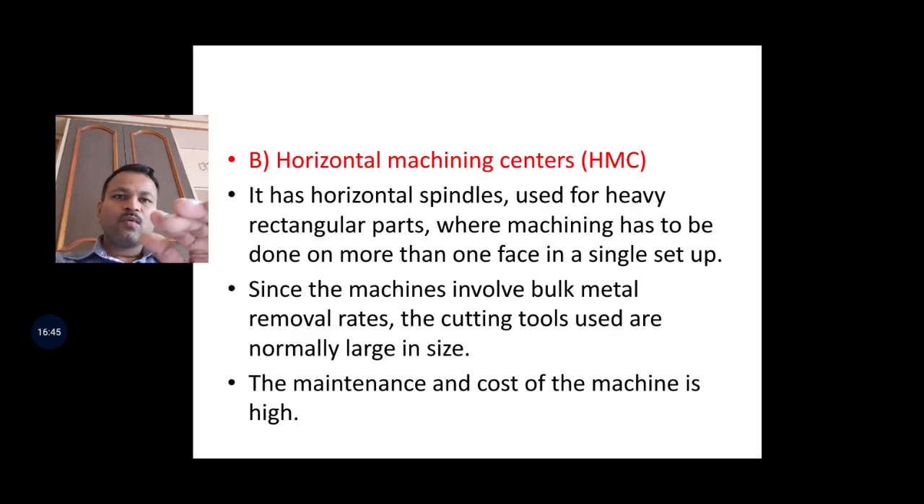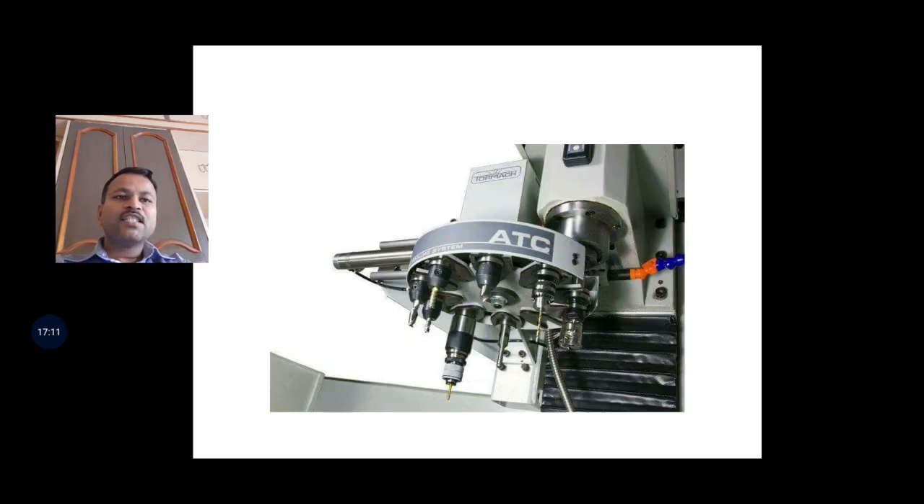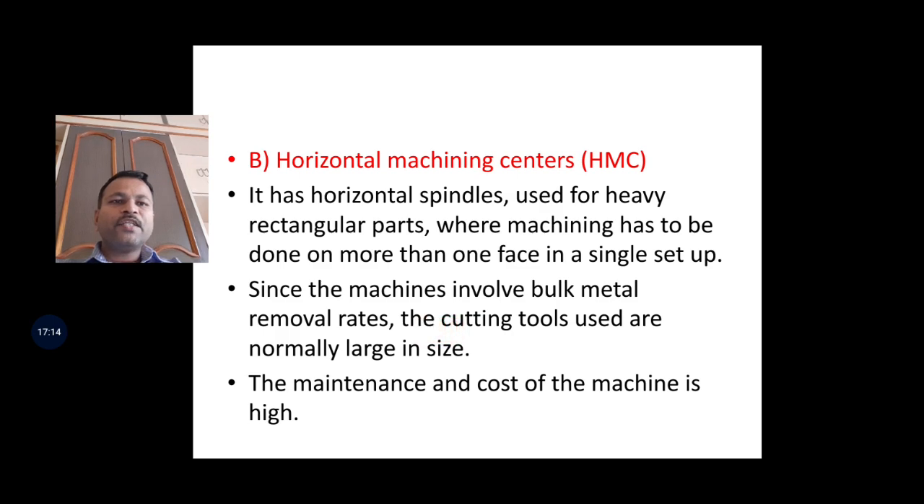In a vertical machining center, you can do machining operations at a time only on the first, top face. But if you want to do operations on more than one face, you can use the horizontal machining center, because the rectangular piece has six faces. If you want to do machining on four faces or five faces, top, sides, all the operations, then you can use the horizontal machining center, HMC, more than one face in a single setup. Since these machines involve bulk metal removal rates, the cutting tools used are normally large. The thickness of the metal is more, 10 mm, 15 mm, or more than that, so big cutting tools are required because they have to take the loads from the workpiece. The maintenance cost on the machine is high.